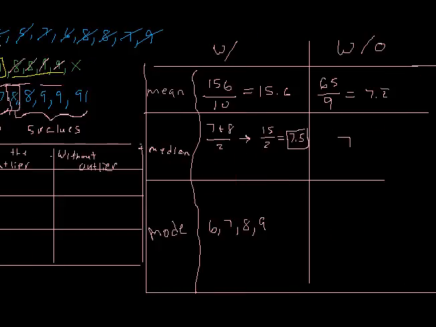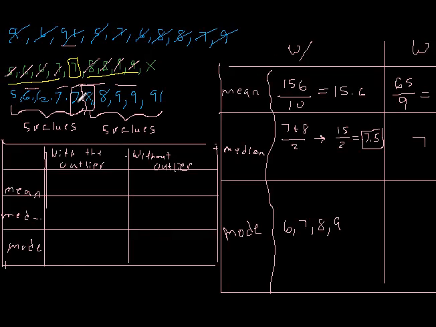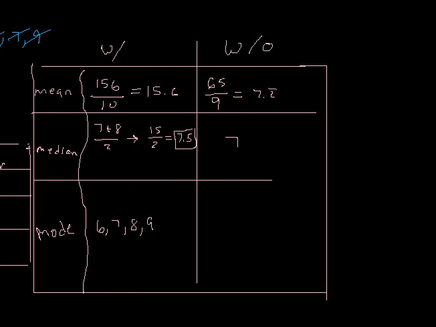And your mode, well, again, 91 was never included in your mode. So nothing else really changes there, and the most common occurring numbers should still be 6, 7, 8, and 9.